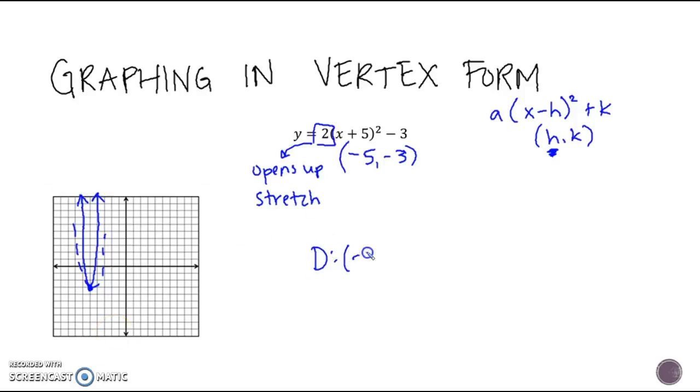Domain of every quadratic is all real numbers, negative infinity to positive infinity. And the range, this one also opens up. So I'm starting at negative 3 and I'm going up forever, to positive infinity. We put a bracket around the negative 3.